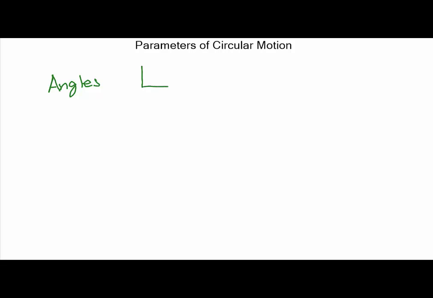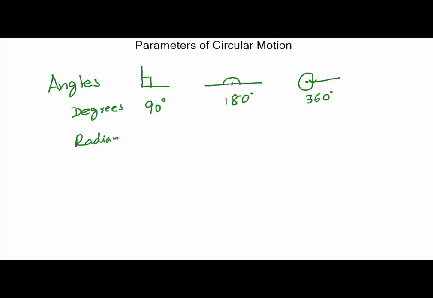If I ask you what this angle is, you know that it's 90 degrees. If I ask you what this angle on a straight line is, you'd say it's 180 degrees. And if I ask you what the full angle of a circle is, you know that that is 360 degrees. Now these were all in the unit called degrees. There is another unit of angle that's called radians. Some of you may be familiar with it.